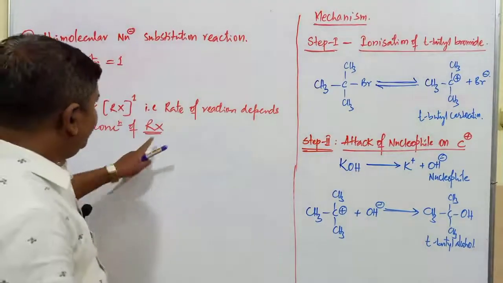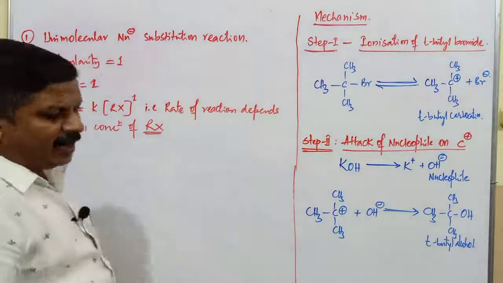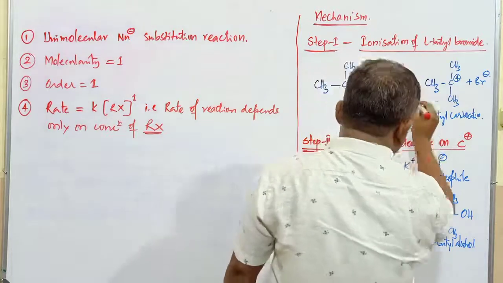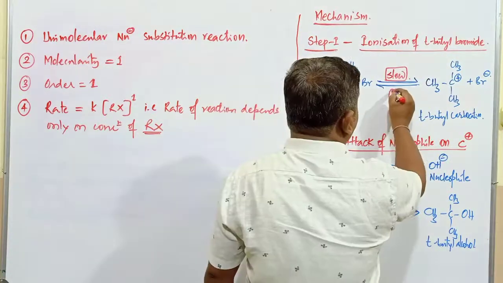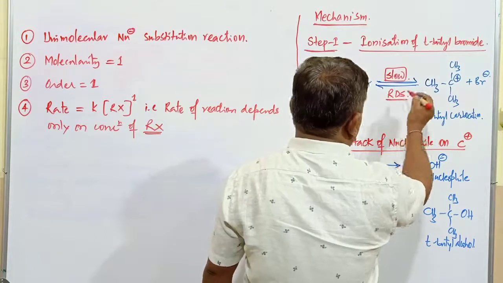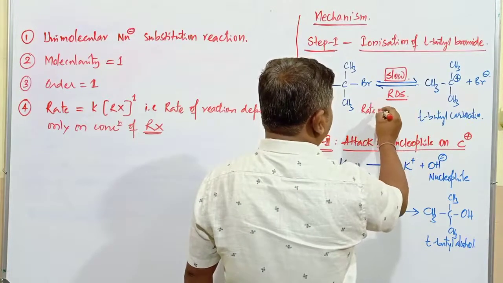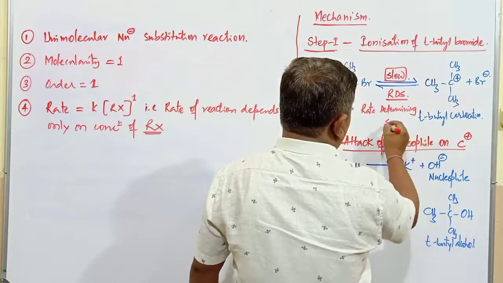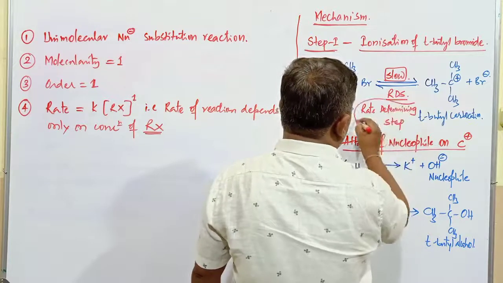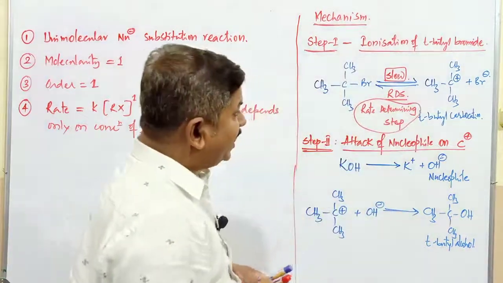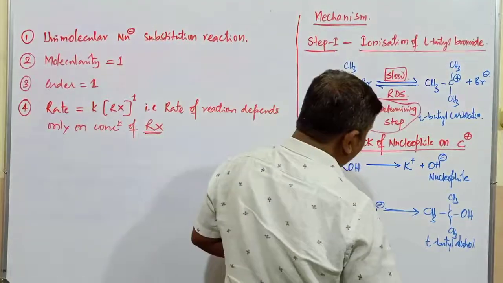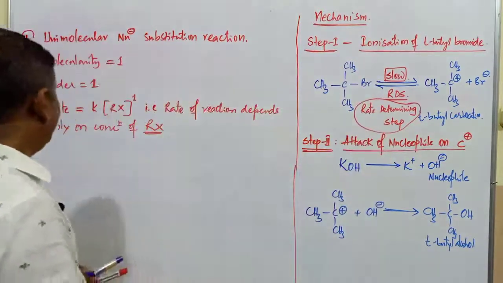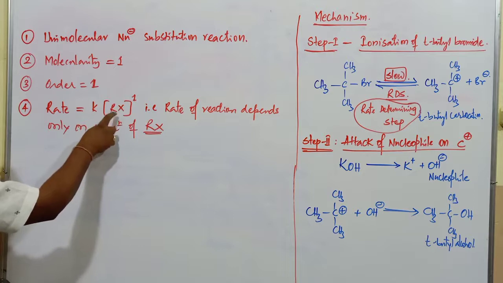Why does it depend upon the concentration of only alkyl halide? Remember, this step is going to be the slow step and this step is going to be the fast step. The slow step is commonly called RDS, the rate determining step. The rate of the reaction depends upon the slow step. And in the slow step, which molecule is present? Only alkyl halide is present. So the rate of the reaction depends upon the concentration of alkyl halide.